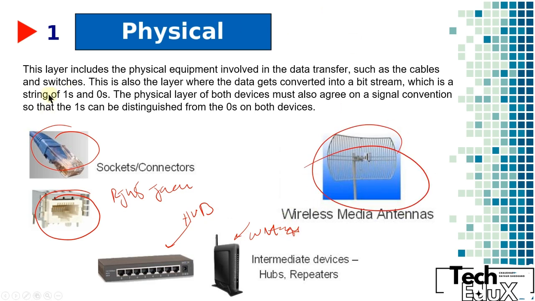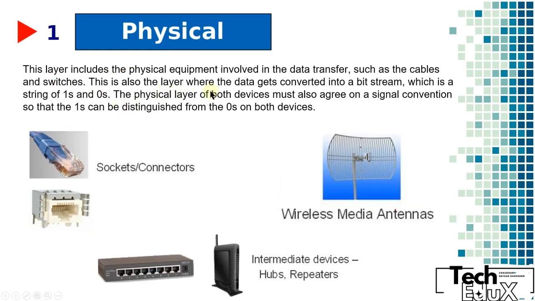So the physical layer includes the physical equipment involved in the data transfer, such as the cables and switches. By the way, switches here are not the Cisco manageable switches. Manageable switches work at the data link layer. When we say switches here, we mean these hub-like, unintelligent devices. So they work at the physical layer.